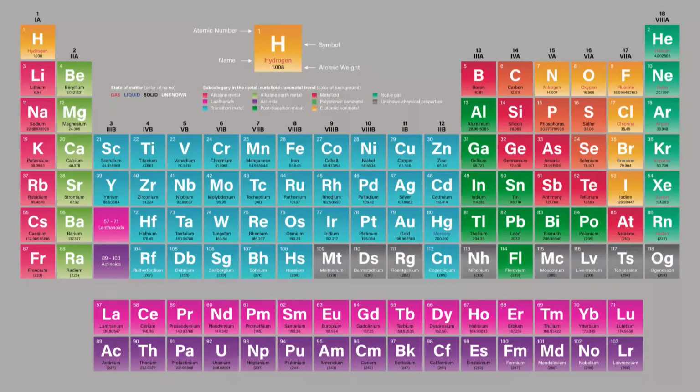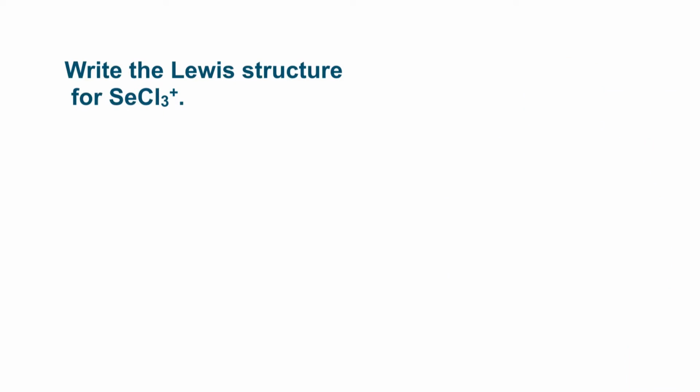Okay, selenium is right here. Chlorine is right there. So now I can use a little trick to figure out the number of valence electrons based on where these elements are in the periodic table. Things in this family tend to have 1 valence electron, 2, 3, 4, 5, 6, 7, and 8. So selenium should have 6 valence electrons. Chlorine should have 7.